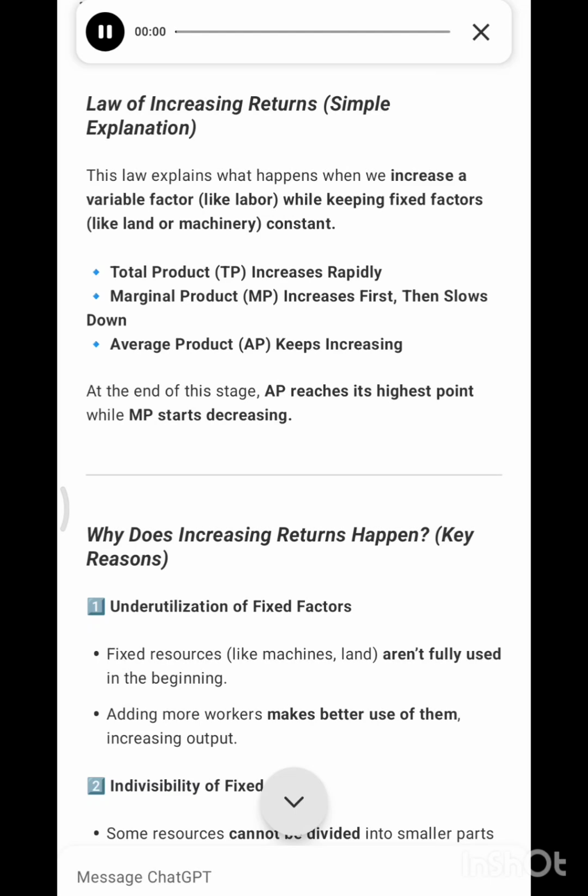Law of increasing returns, simple explanation. This law explains what happens when we increase a variable factor, like labor, while keeping fixed factors, like land or machinery, constant. Total product, TP, increases rapidly. Marginal product, MP, increases first, then slows down. Average product, AP, keeps increasing. At the end of this stage, AP reaches its highest point, while MP starts decreasing.